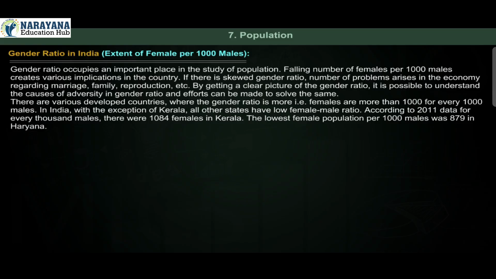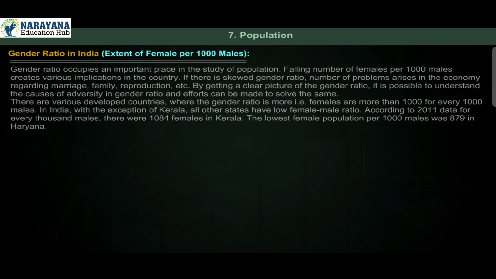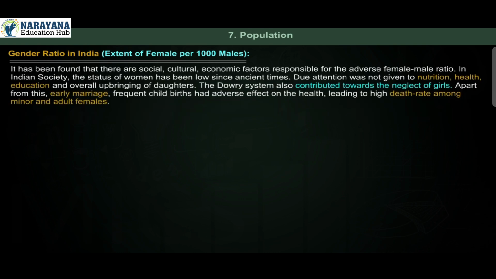According to 2011 data, for every 1000 males, there were 1084 females in Kerala. The lowest female population per 1000 males was 879 in Haryana. It has been found that there are social, cultural, economic factors responsible for the adverse female-male ratio.